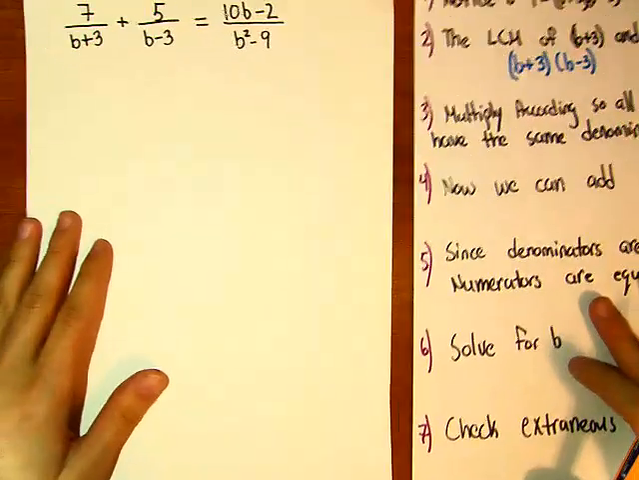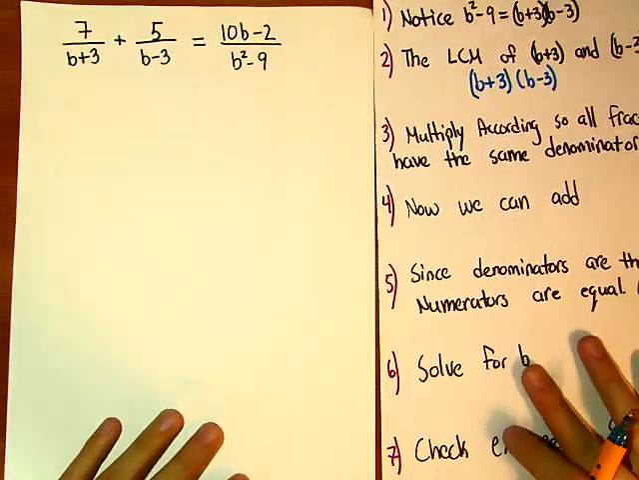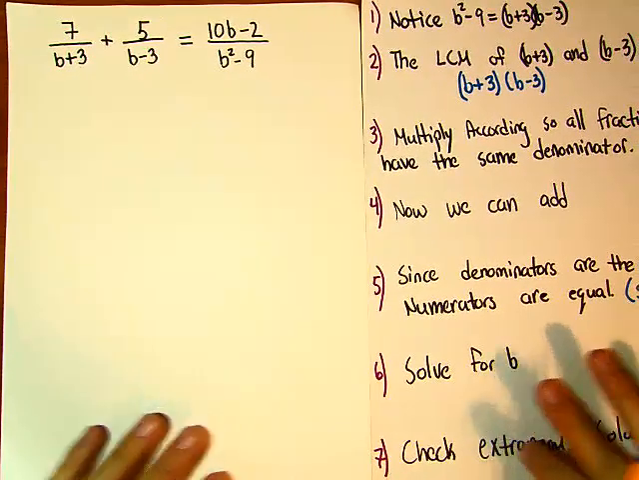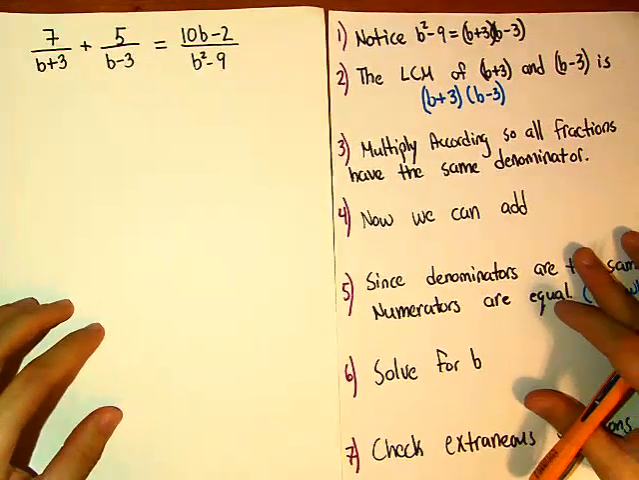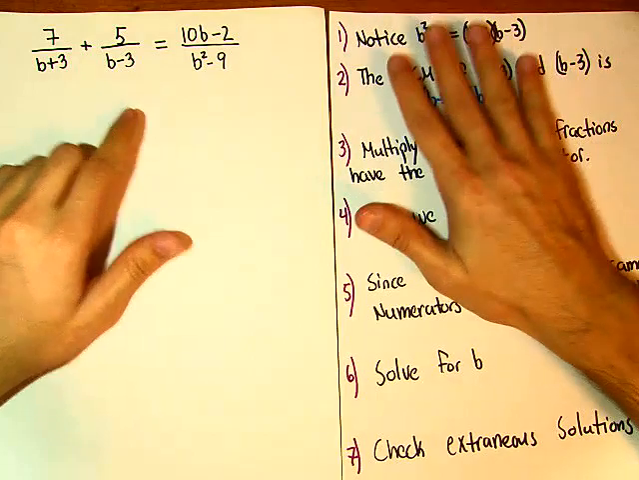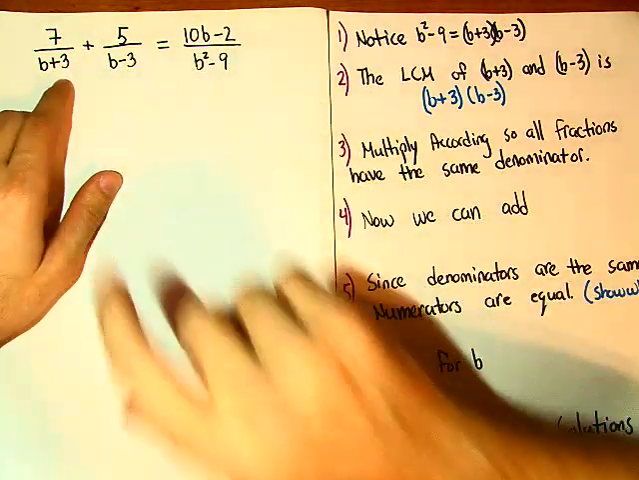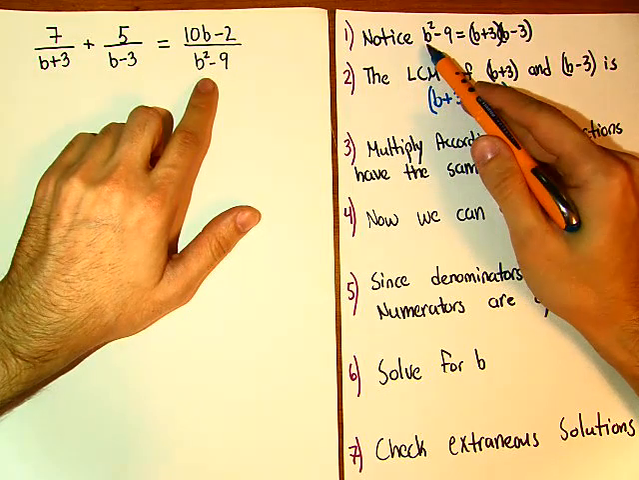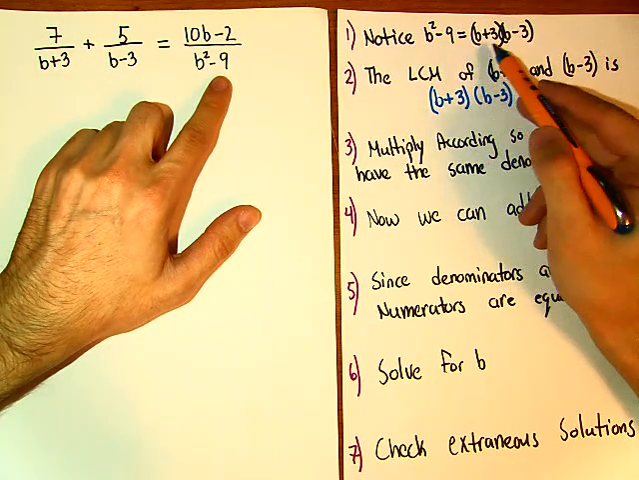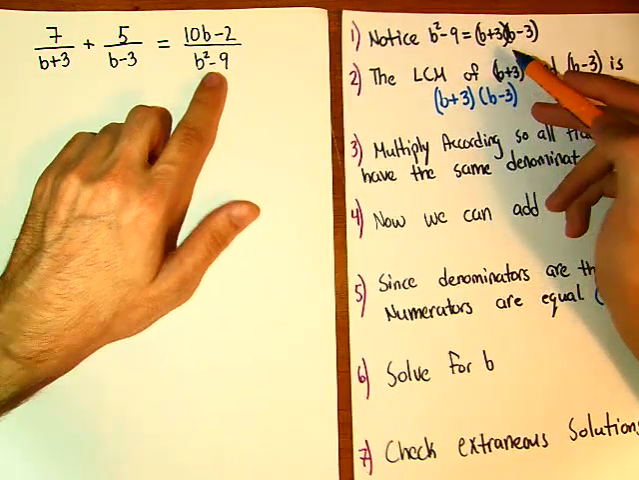All right. So now let's look at this question, the second question. Here, I have all the steps out that I wrote out for you guys. So what is the first thing we do, right? Remember, game plan, get denominators to be the same. And here, the first thing you need to notice is that this b squared minus 9 is equal to b plus 3, b minus 3.